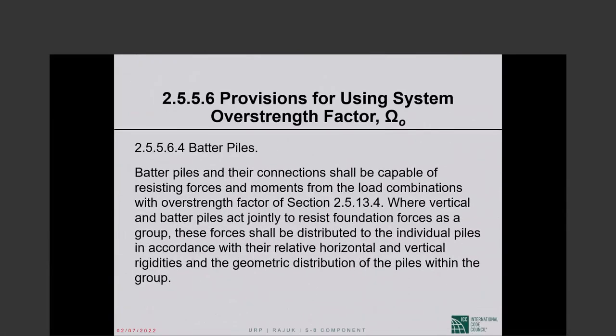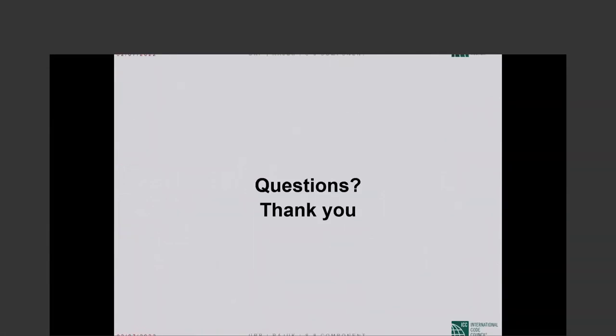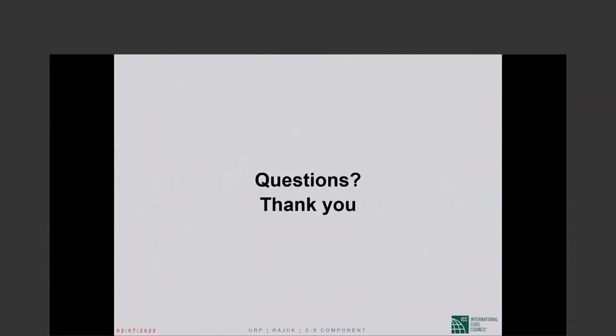And then something that is not in ASCE 7, it is in the IBC: batter piles, which are inclined piles. Batter piles and their connections shall be capable of resisting forces and moments from the load combinations with overstrain factor. So batter piles you shall also design using load combinations with overstrain factor. Okay, so that is now the end of what I was supposed to do yesterday.